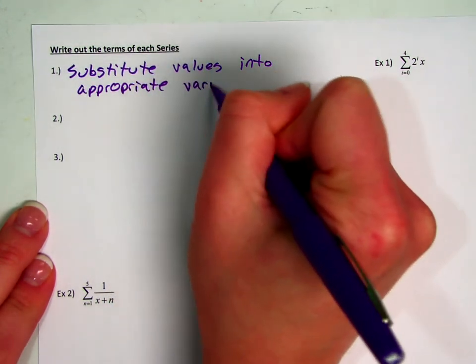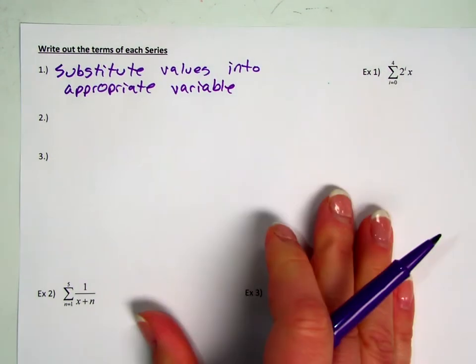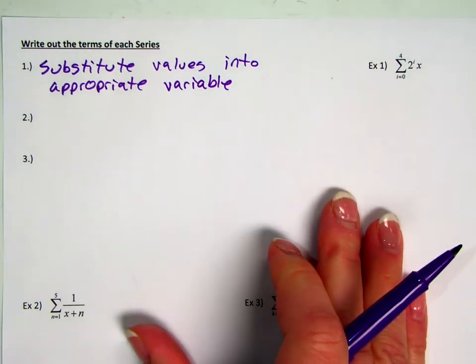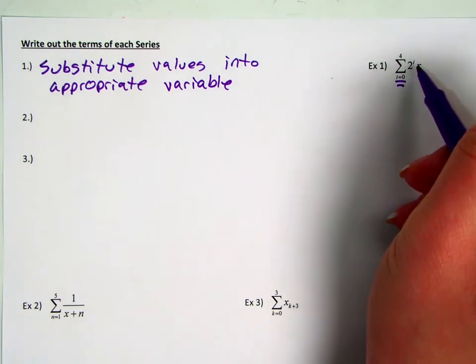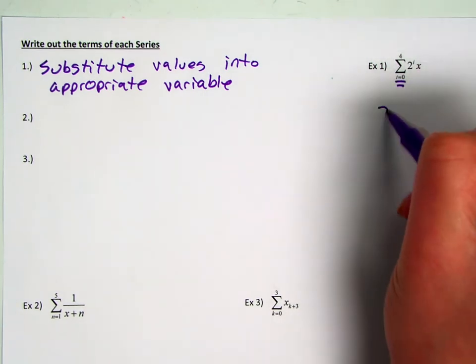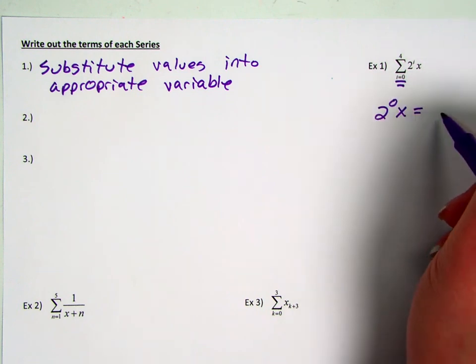The reason why I say appropriate variable is because, look, there's both an x and an I in this problem. So I'm not going to plug them in for both. This says I is 0, so I'm only going to plug this in for the I. So I would be doing 2 to the 0, x. Well, 2 to the 0, anything to the 0 power is 1, so this would be 1x, which is x.